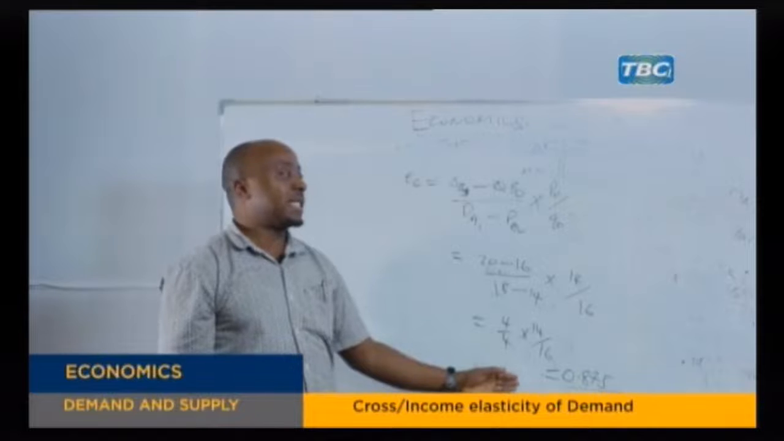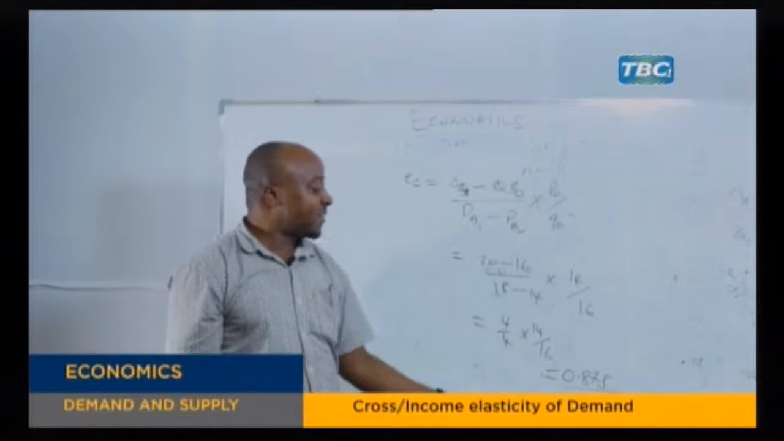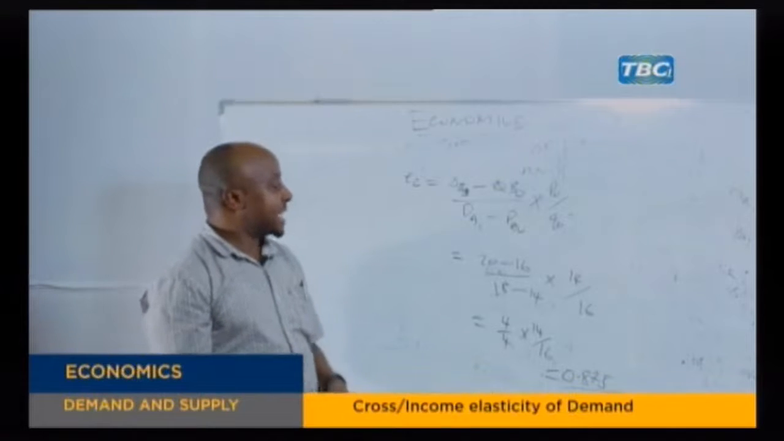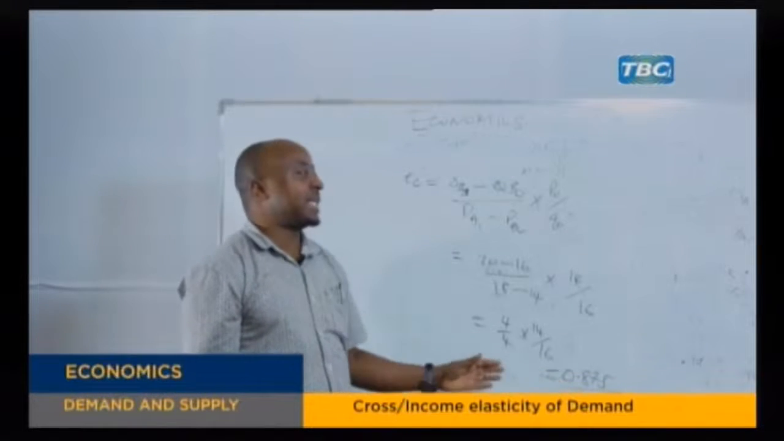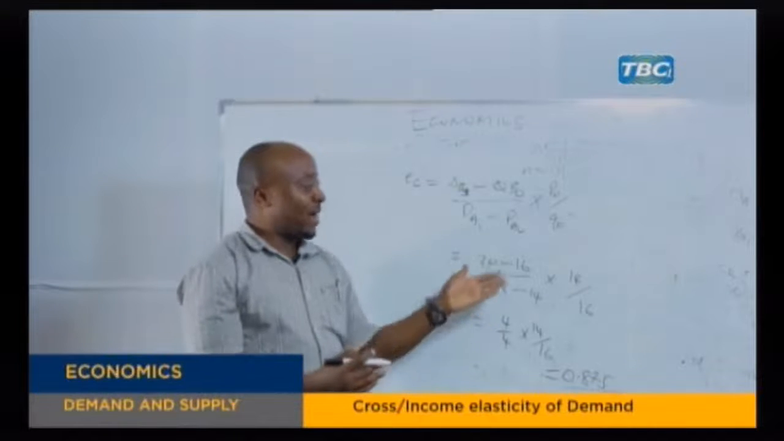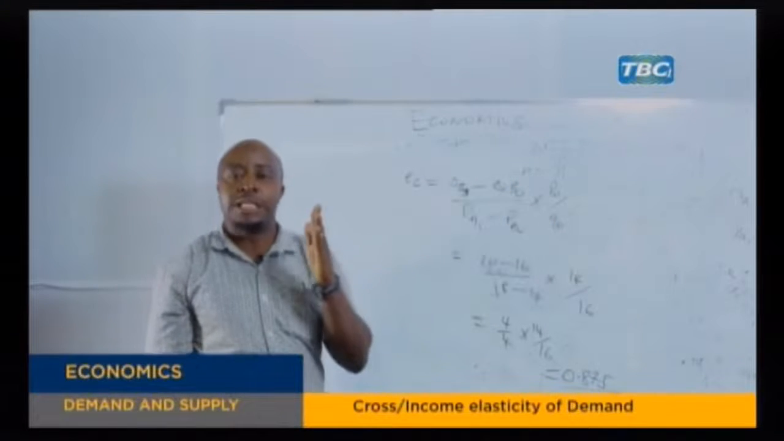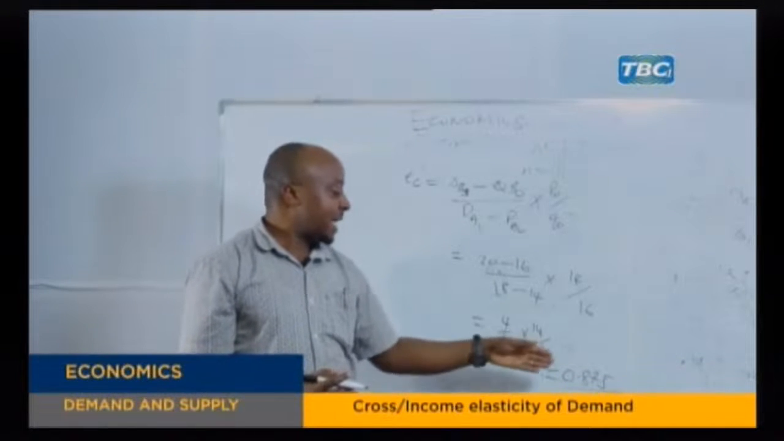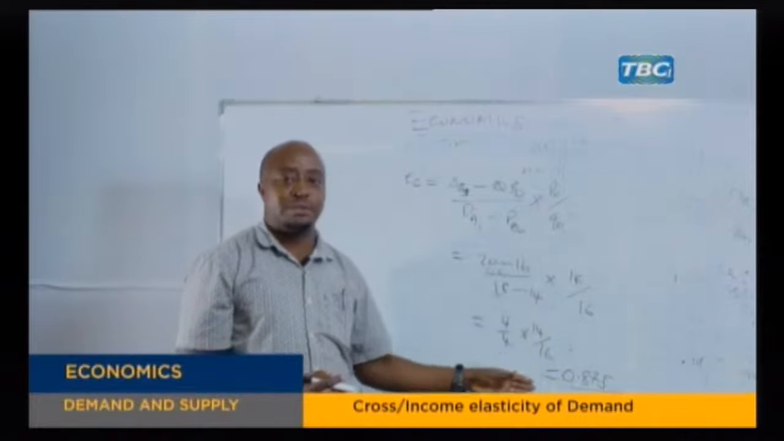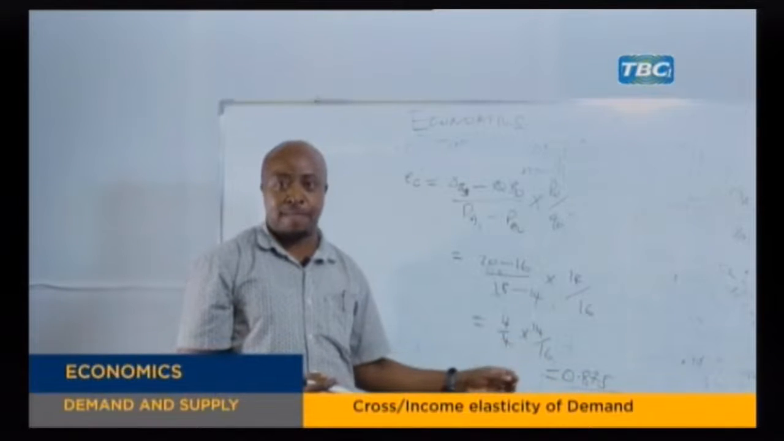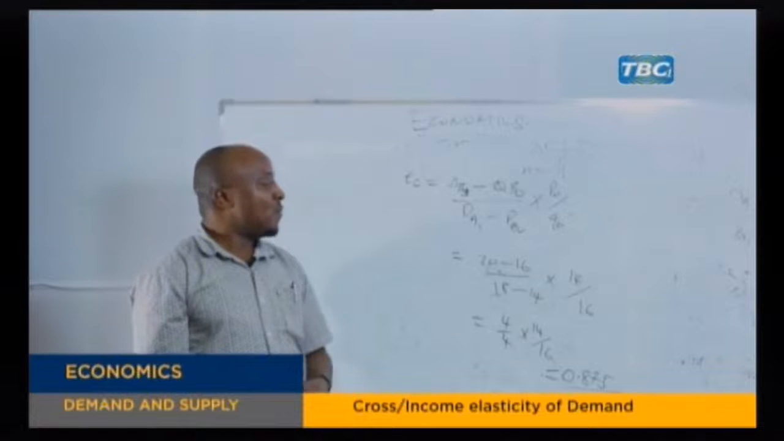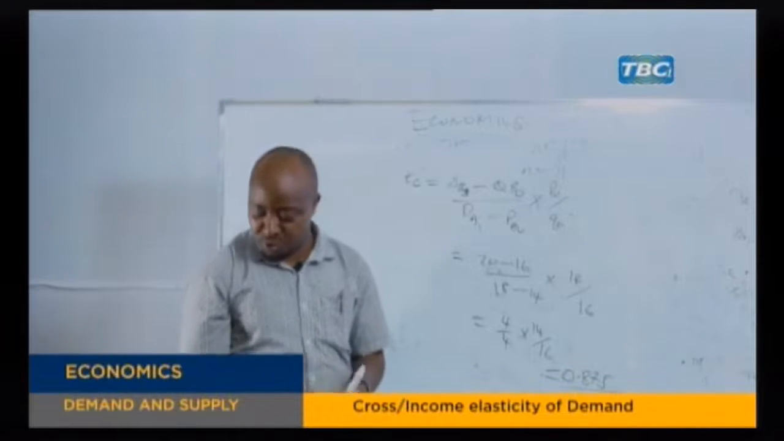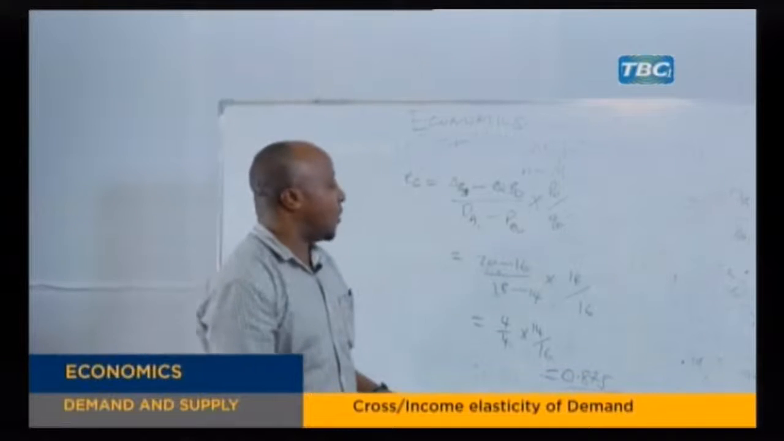That is cross elasticity. This answer is positive, though it is less than 1. After getting this cross elasticity, we can make the interpretation we have discussed, whether the answer is positive or negative. This answer is positive, so it implies that the goods are substitutes. Now let's move to the other part, which is income elasticity of demand. So we go together.